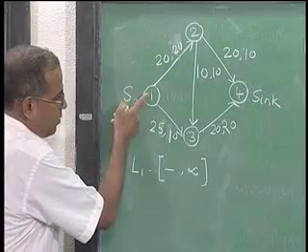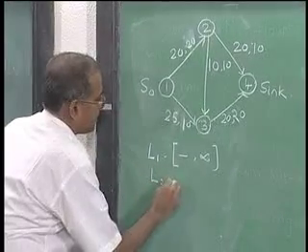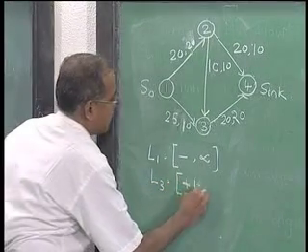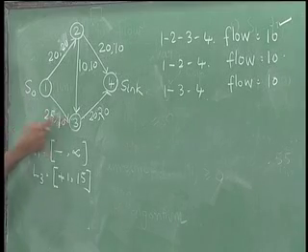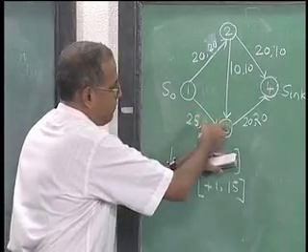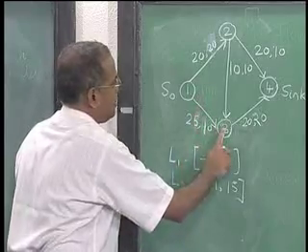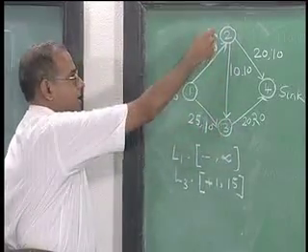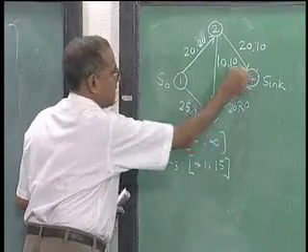Now, we realize 1 to 3 is a forward arc. So, I can label L3 as plus 1, 15. Now, 3 to 4 I can't have a forward arc because this is full, but I can do 3 to 2 as a backward arc because 2 to 3 is a forward arc with flow equal to 10.